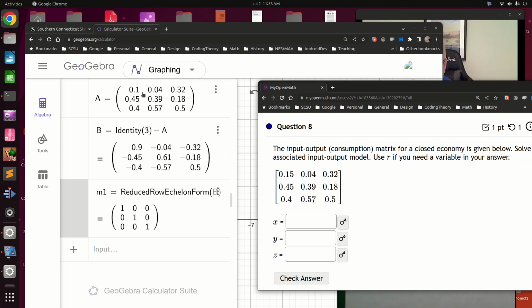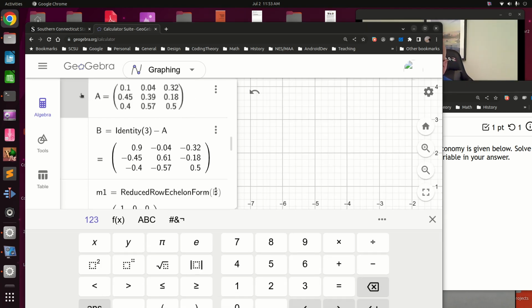When I put in the very first entry, I thought I typed 0.15, but apparently only 0.1 came in. But if you just look through the entries, and I usually enter the things by going across the rows and then check them by going down the columns, this entry is incorrect. 04, 39, 57, those are right. 32, 18, and 5, those are right. Okay, so cool.